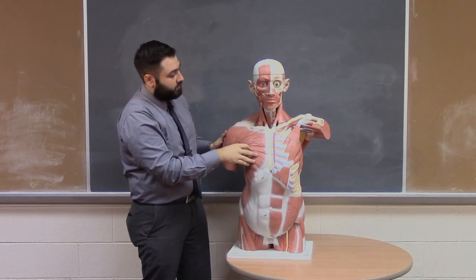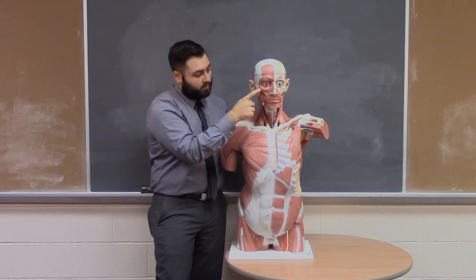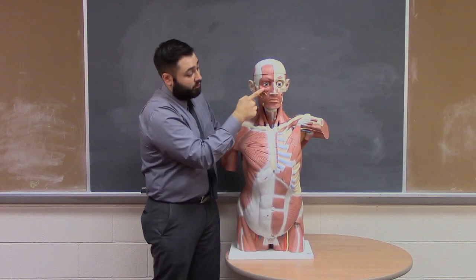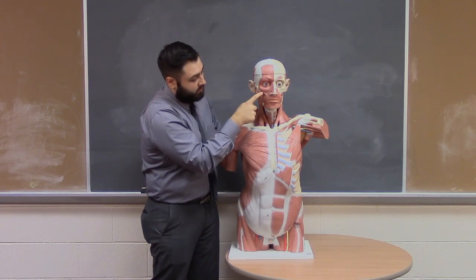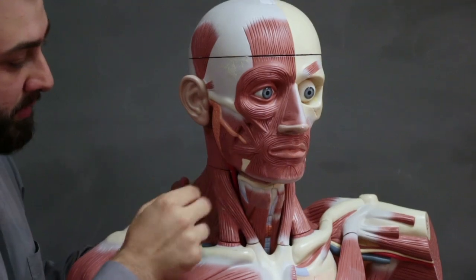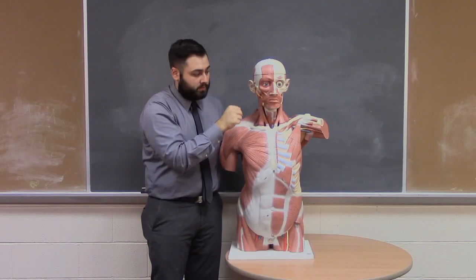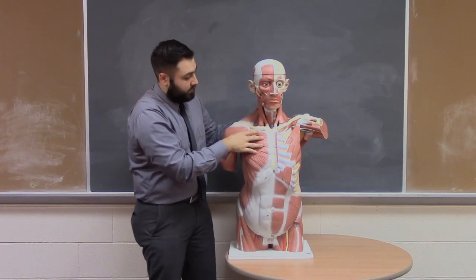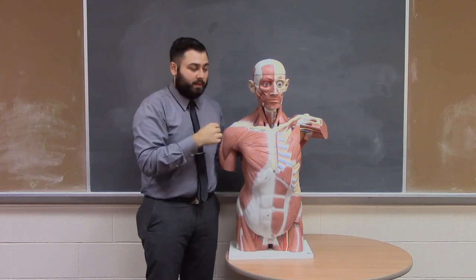Next, below the orbicularis oris, orbicularis oculi, we have the zygomaticus major and minor. Minor is on top, major is on the bottom. These two are the zygomaticus. What they're going to help with is smiling. These are the smiling muscles.